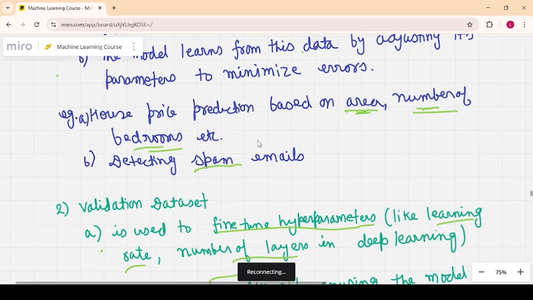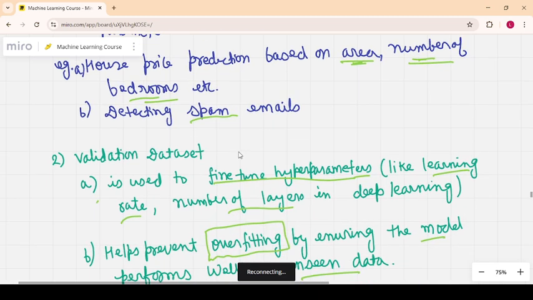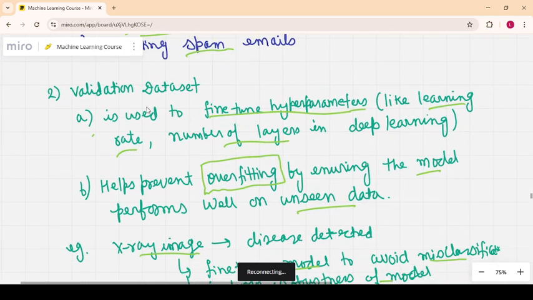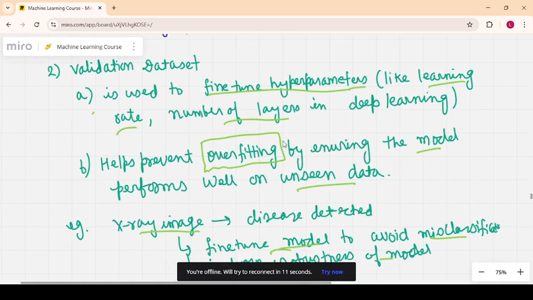Let's move on. During training, we also do one more thing with the validation dataset: we fine tune during training only. We adjust parameters, that is weights and biases, but we also feed the validation dataset, which helps to fine tune the hyperparameters like learning rate and number of layers, which helps in avoiding overfitting problems by ensuring the model performs well on unseen data.